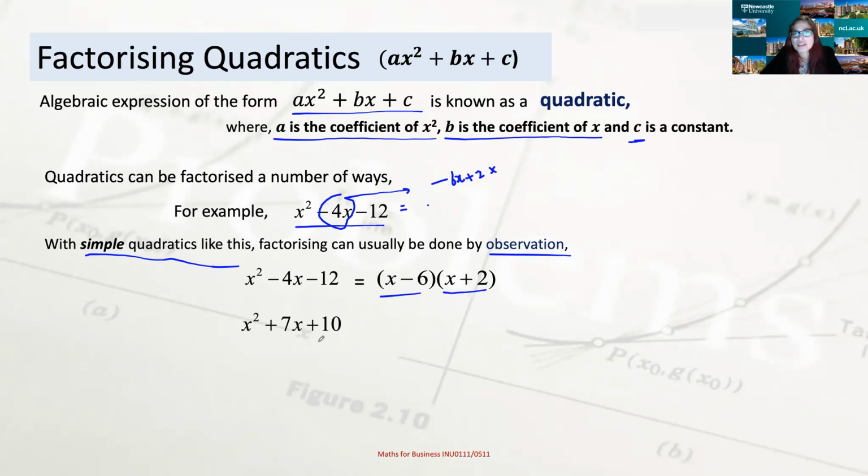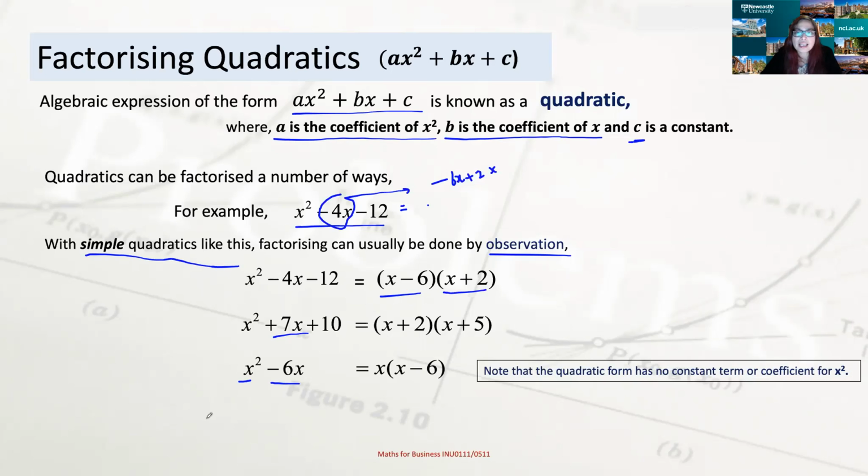Similarly, x squared plus 7x plus 10, I can say easily, it is 5x plus 2x, so I can factorize it. X squared minus 6x is much easier. X is a common factor here, so I can take x out and say x times x minus 6. Again here, there is no constant term, the c term is 0.